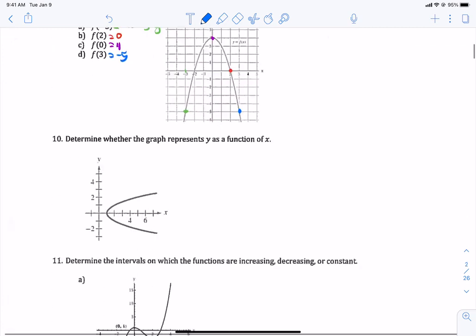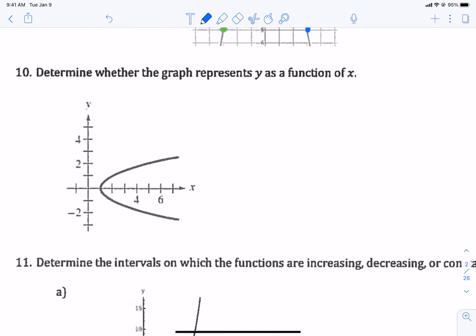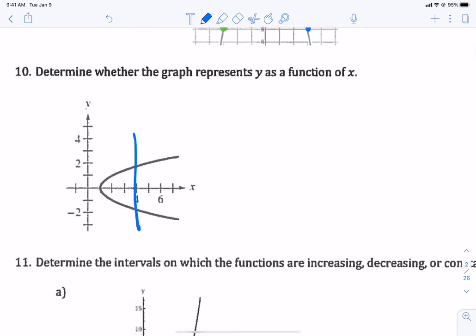Okay. 10. Determine whether the graph represents y as a function of x. Does it pass the vertical line test? That's all that means. Check the graph. Does it pass the vertical line test?